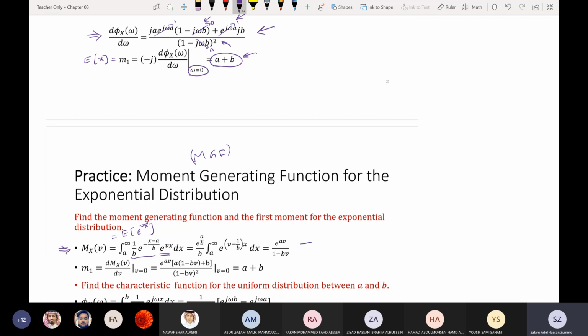Again, differentiating, you end up with this function. This is basically the MGF of the PDF of the exponential random variable. Now, in order to find the first moment, simply you differentiate this and set v to 0. Using the same concept, you get a plus b.